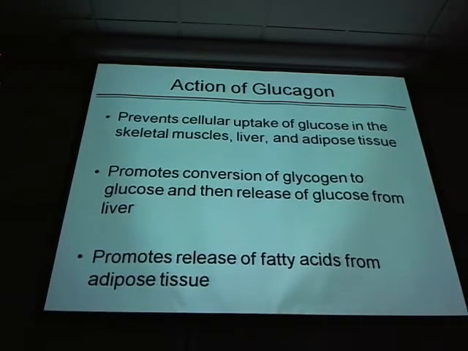So glucagon is just the stored form of glucose in the cell? No, that's glycogen. Glucagon allows the glycogen to be broken down into glucose and released from the liver. Insulin does not. Got that? Glucagon and glycogen. Glycogen is the storage. Glucagon releases it.